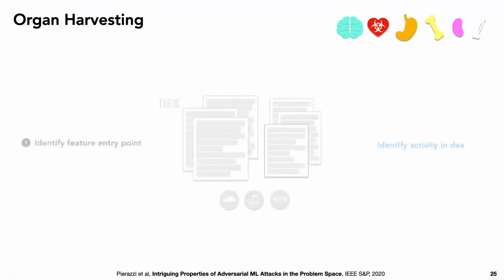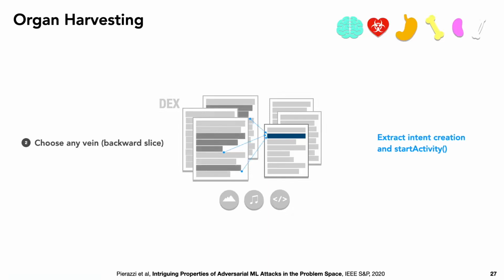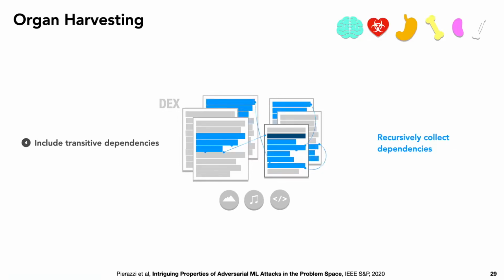So to give some more detail about the analysis we use to extract and harvest the organs, first we find the feature we need, say the presence of an activity in a benign donor. Then we choose a backward slice, a vein, which contains all the necessary logic leading up to the entry point. For example, creating the intent and starting the activity. Following that, we slice forward, say to get the activity definition, and then recursively follow any dependencies, for example, collecting any used permissions that need to be added to the manifest.